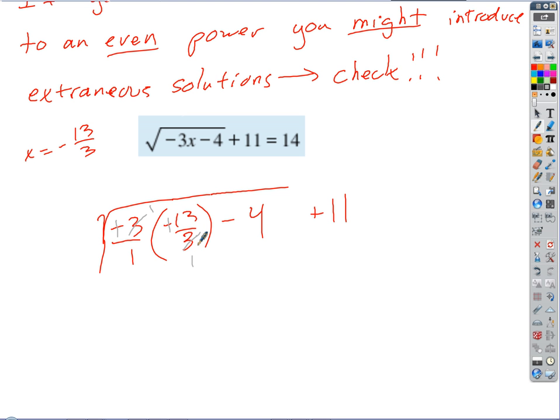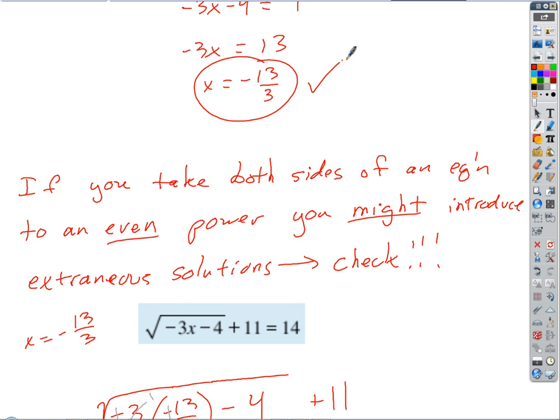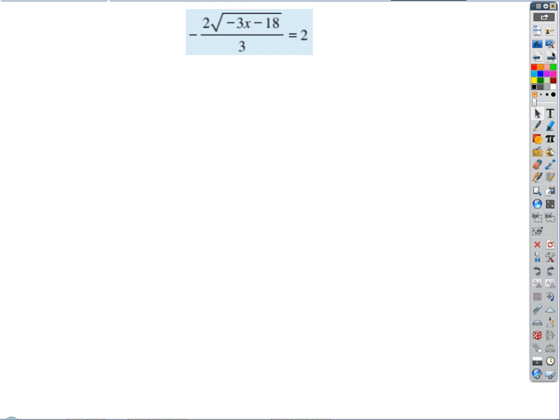So 13 minus 4 is what? 9. Okay, and the square root of 9 is 3. 3 plus 11 is 14. Your answer works. Good, so 3 plus 11 equals 14, so it checks, doesn't it? Right, it worked in the original equation, and so then, yes, that is a solution. We checked it out, right? Okay, good. All right, what do you suppose we would do in a case like this?